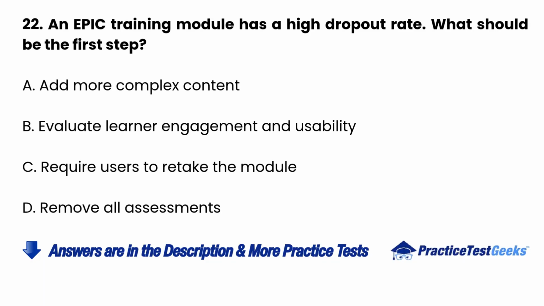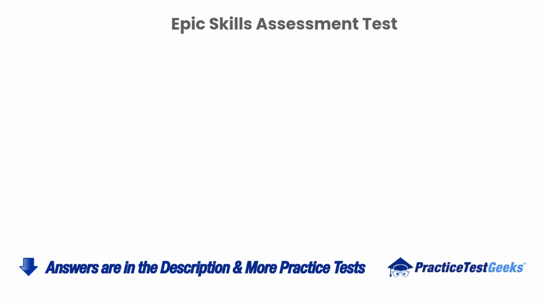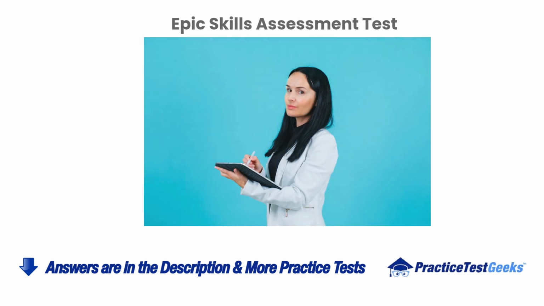22. An EPIC training module has a high dropout rate. What should be the first step? A. Add more complex content. B. Evaluate learner engagement and usability. C. Require users to retake the module. D. Remove all assessments. EPIC Skills Assessment Test.